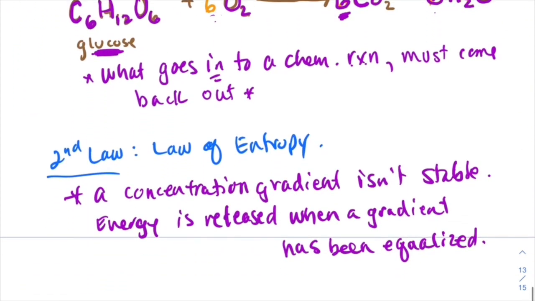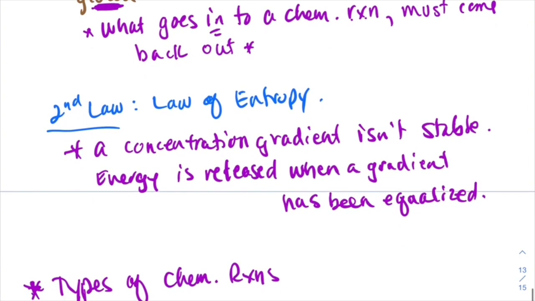And the second law of thermodynamics is basically what's called the law of entropy. It basically states that everything is headed towards greater disorder in the universe. For us, what that means is that a concentration gradient isn't stable, and that energy is released when a gradient has been equalized. You wrote this sentence back up a little farther, and I had you circle it and put stars and swirlies all over it because we're going to need that later on. So please make sure you've done that.